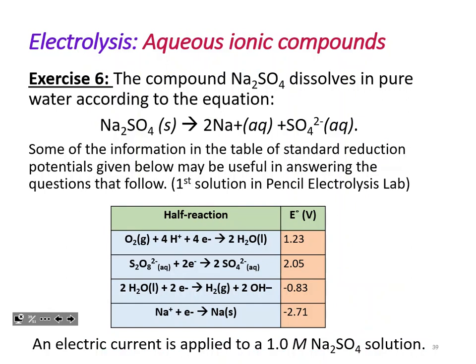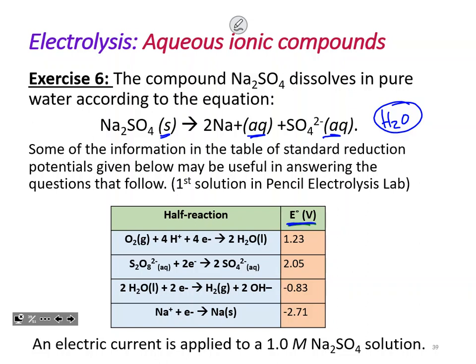Being dissolved in the water. So as you can see, the solid is being dissolved and you get aqueous ions, but don't forget you've got water in there too. Okay, we have to consider that because it can be either oxidized or reduced at the anode or cathode, depending on the potentials. So here they gave you the list of the half reactions and the potentials.